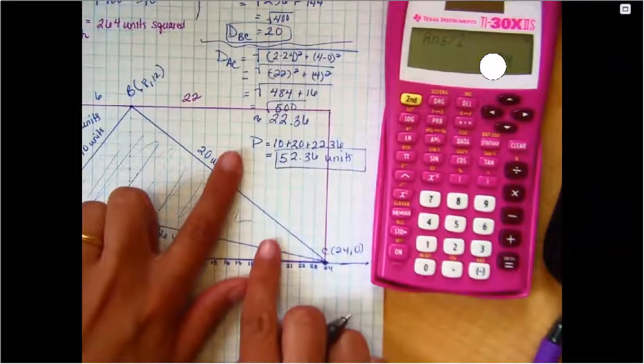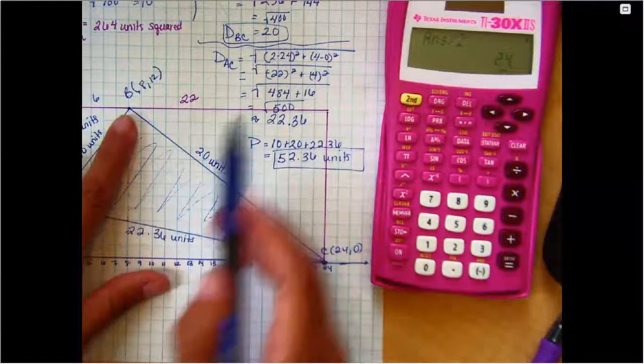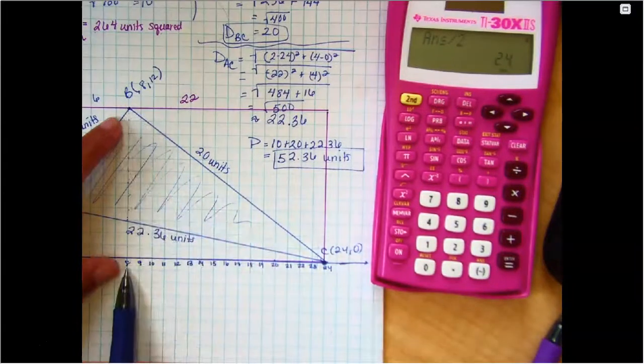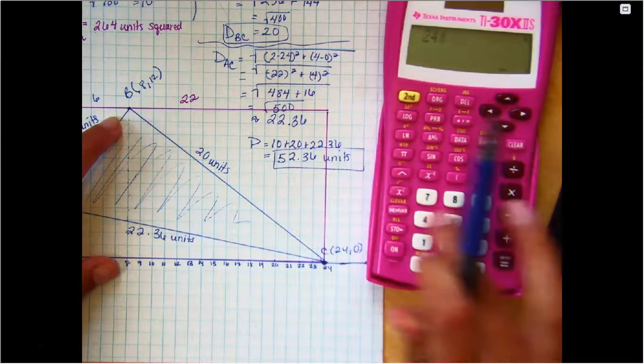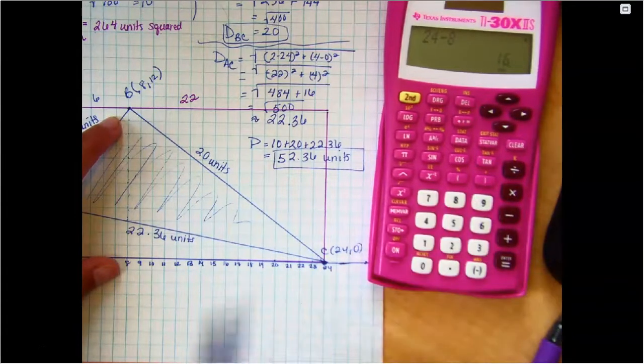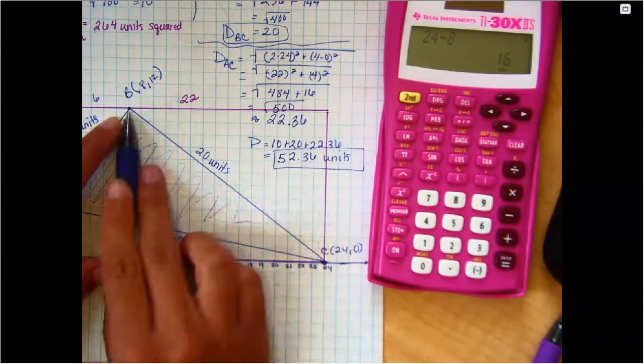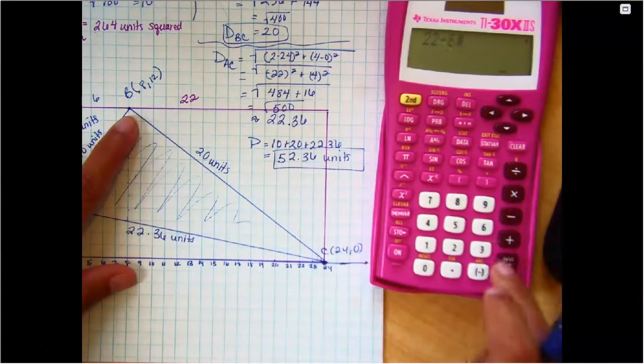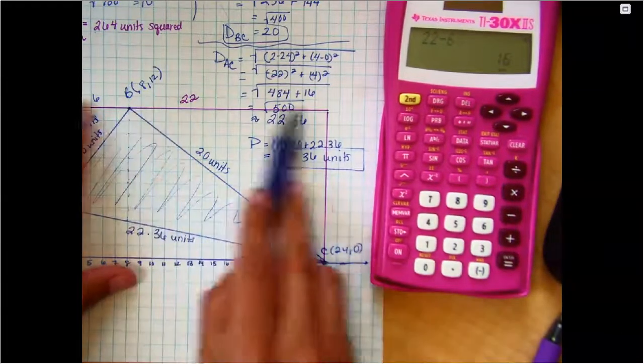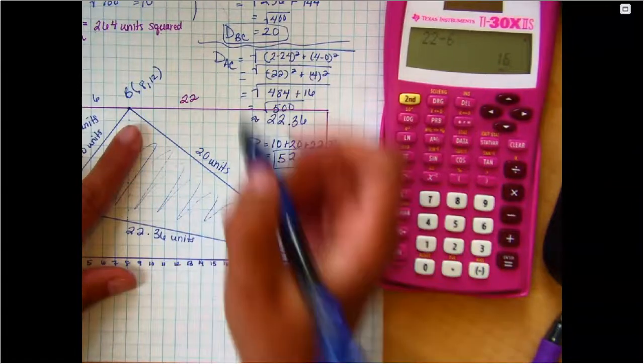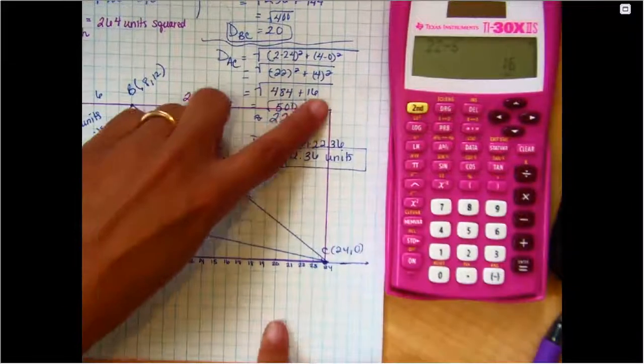Now we're going to find this guy here. So this goes from 8 to 24. So 24 minus 8 gives me 16. So this length here is 16. Right? You could also have said, oh, the whole thing is 22. This is whatever. So this is 16. And let's find out what this is.